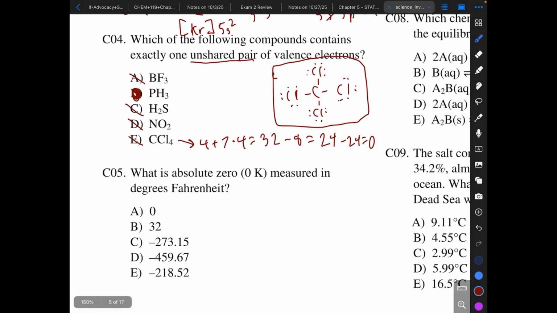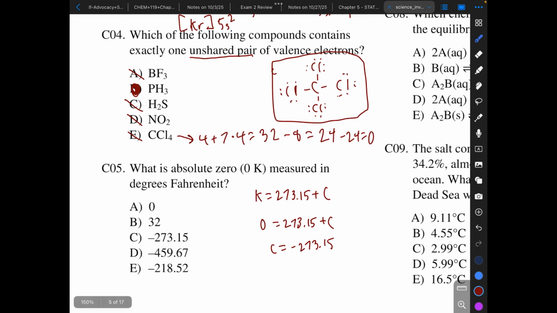So this one will require a little bit of conversion, but remember the formula that converts between Celsius and Kelvin. The temperature in Kelvin is equal to 273.15 plus the temperature in Celsius. So 0 Kelvin equals 273.15 plus Celsius. So the temperature in Celsius must be negative 273.15.